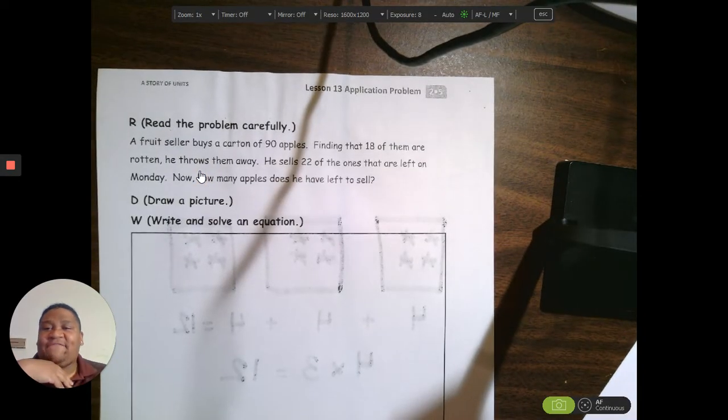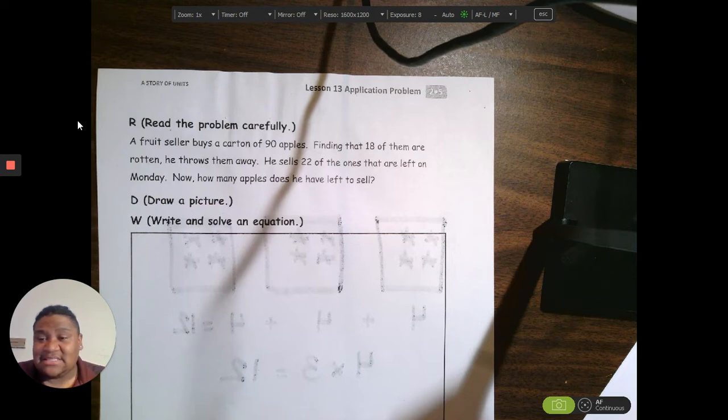All right. It says a fruit seller buys a carton of 90 apples, finding that 18 of them are rotten. He throws them away. He sells 22 of the ones that are left on Monday. How many apples does he have left to sell? It says draw a picture and write and solve an equation.